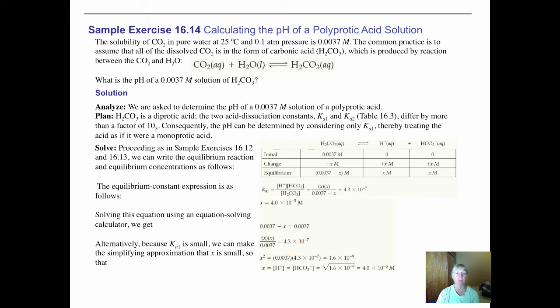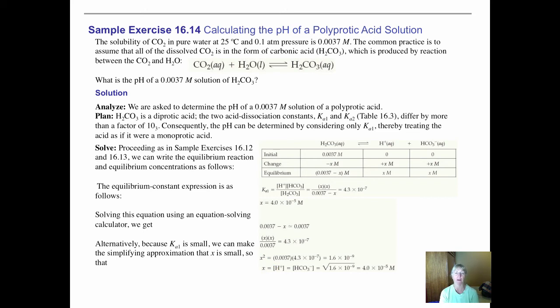Notice that in the first part of the problem right here, they went ahead and used the quadratic expression to get this particular answer. That's not necessary. We're going to not use the x, solve for x, and we find that the concentration of the hydrogen ion is 4.0 times 10 to the minus 5.